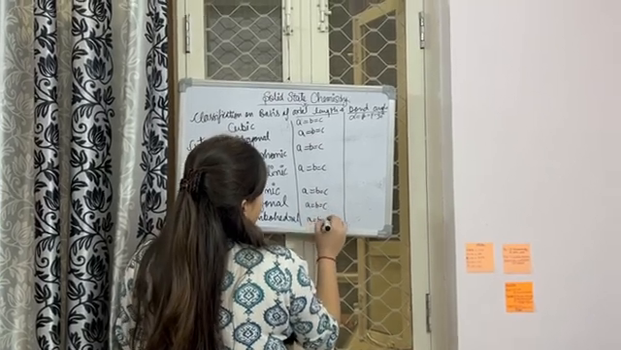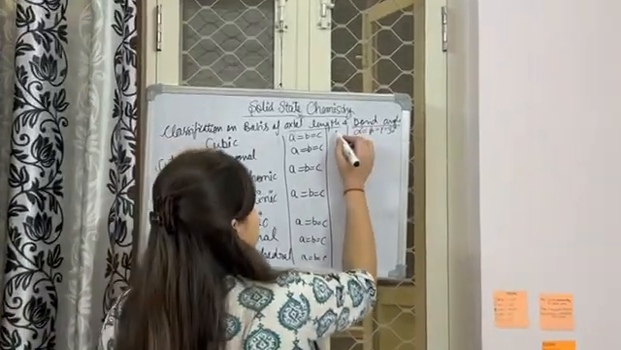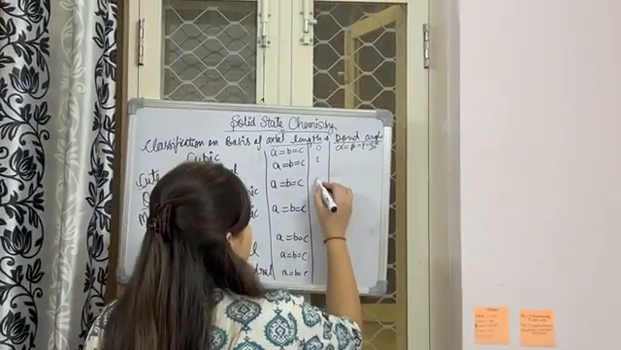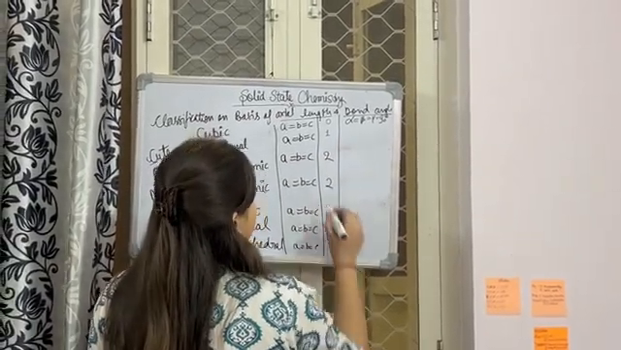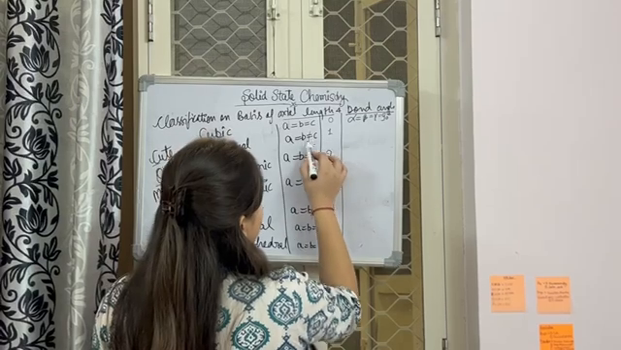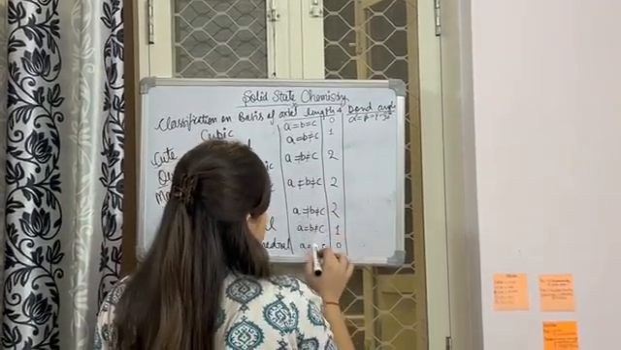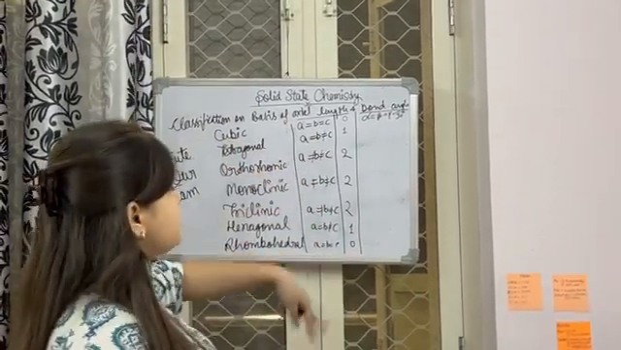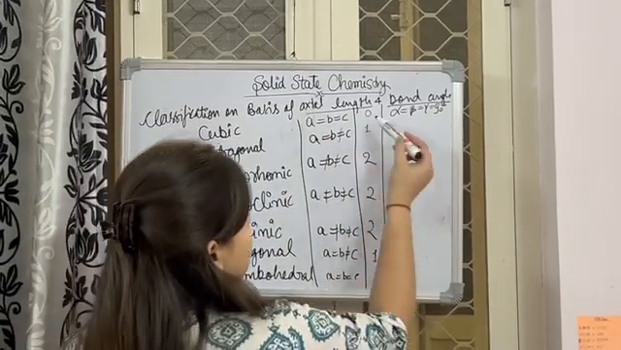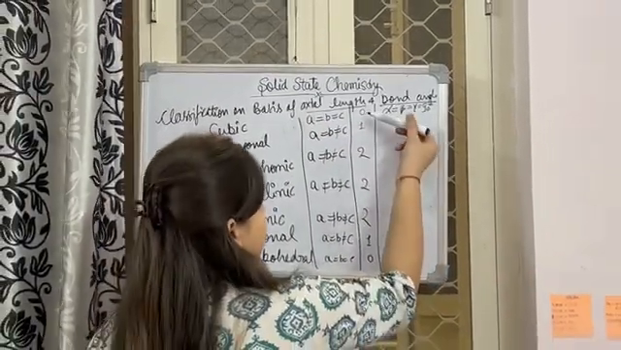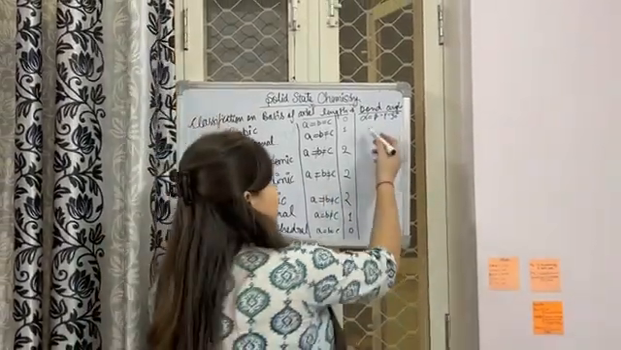When you go from down to up, you see axial length like 0, 1. First of all 0, then 1, then 2, then 2, then 2, then 1 and then 0. This way you can count the number of edges which are unequal in length. So this is simple, you can easily learn it. It is a very good trick. 0, 1, 2, 2, 2, 1, 0.